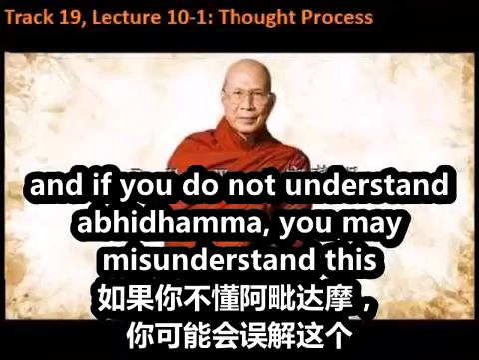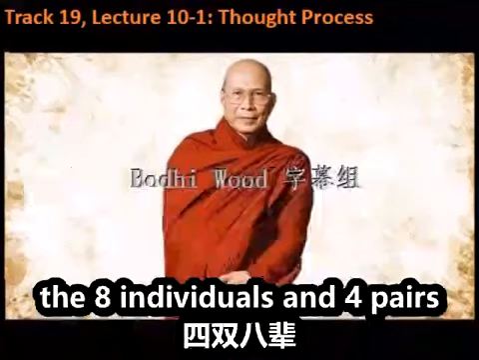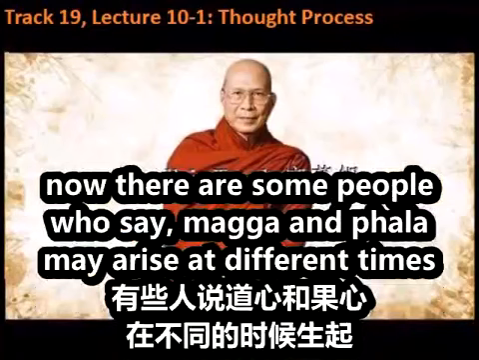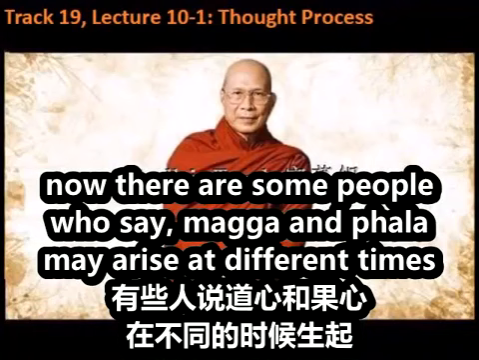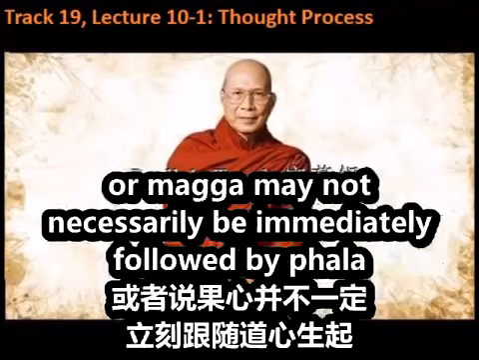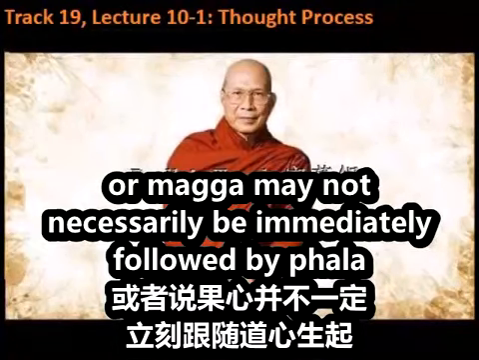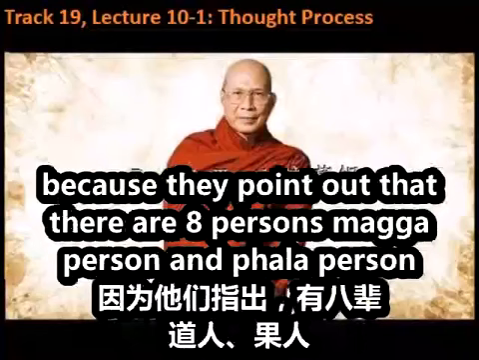And if you do not understand Abhidhamma, you may misunderstand this, the 8 individuals and 4 pairs. Now, there are some people who say Magga and Phala may arise at different times, or Magga may not necessarily be immediately followed by Phala, because they point out that there are 8 persons, say Magga person and Phala person.